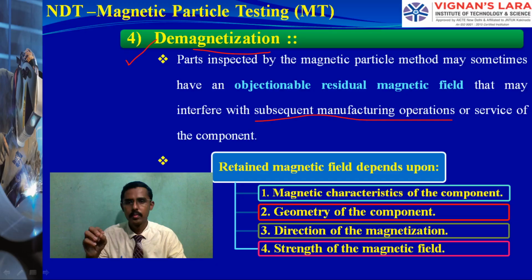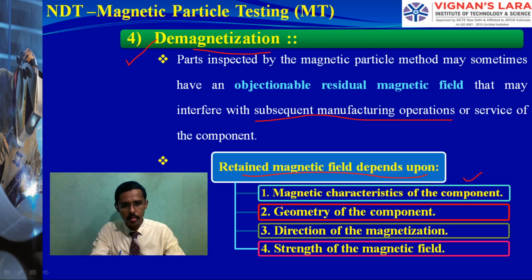See, a retained magnetic field depends upon the magnetizing characteristics of the component, maybe a stainless steel or iron particles or nickel alloys or cobalt alloys, any material with magnetic properties. Depending upon that, if it is magnetized, it will lose it or not lose it. So that is the magnetic characteristics of the component. Depending upon it, the residual factors also will differ.